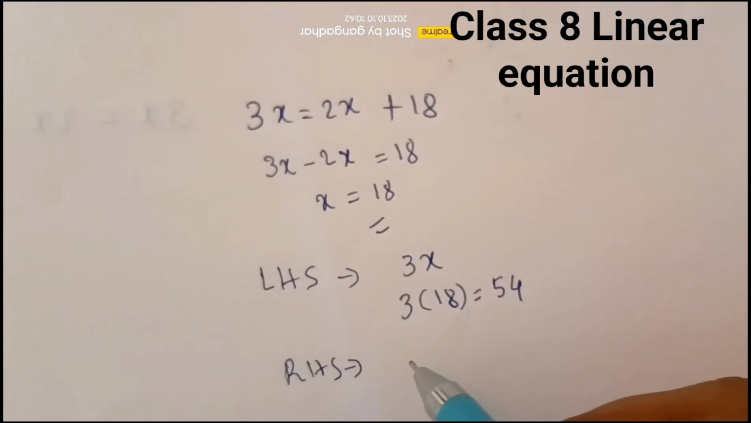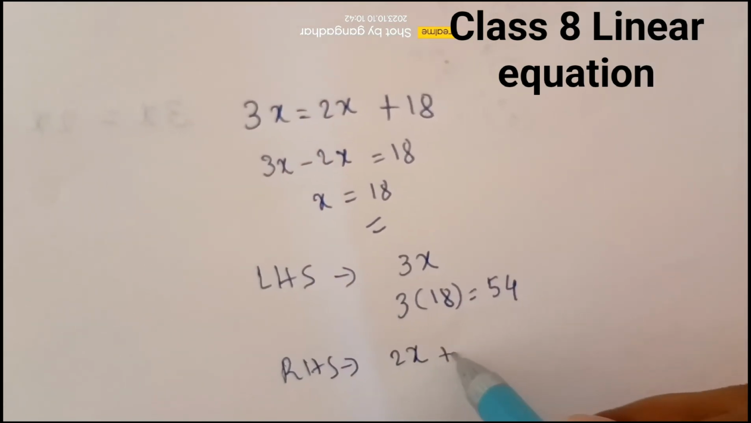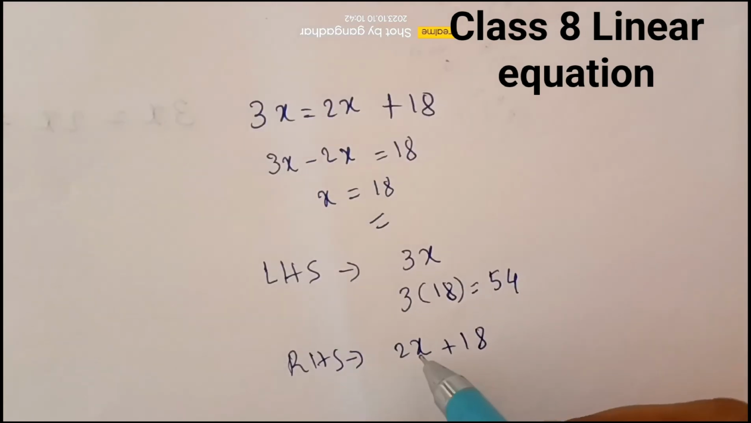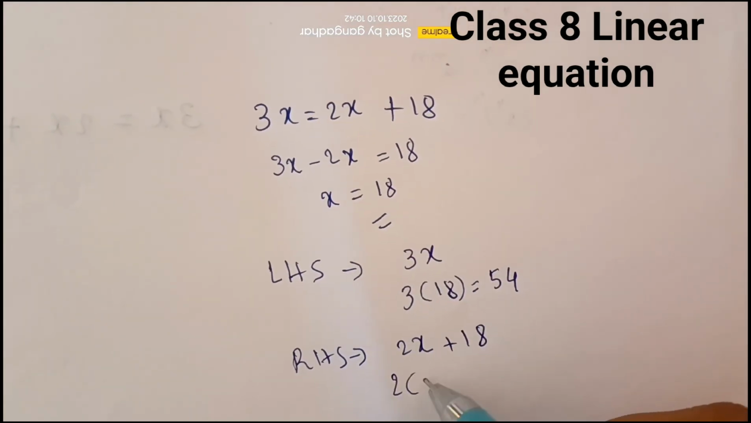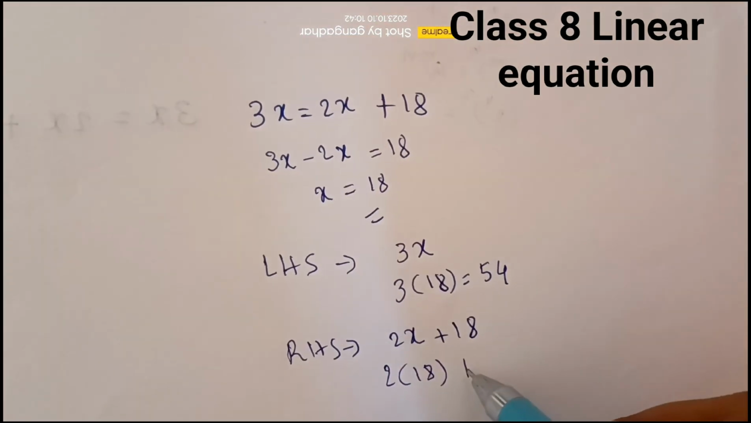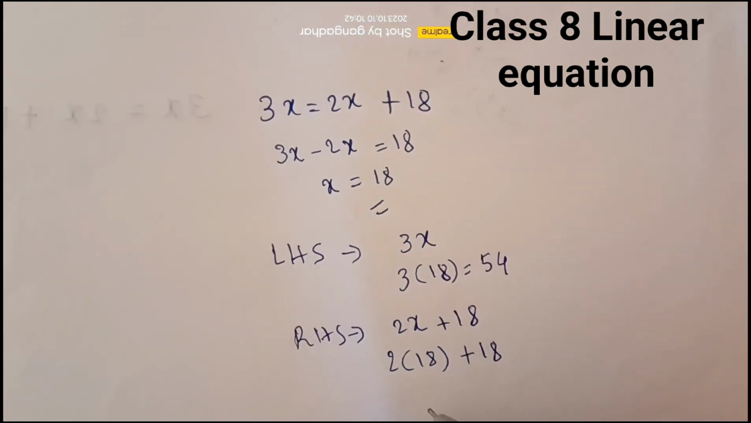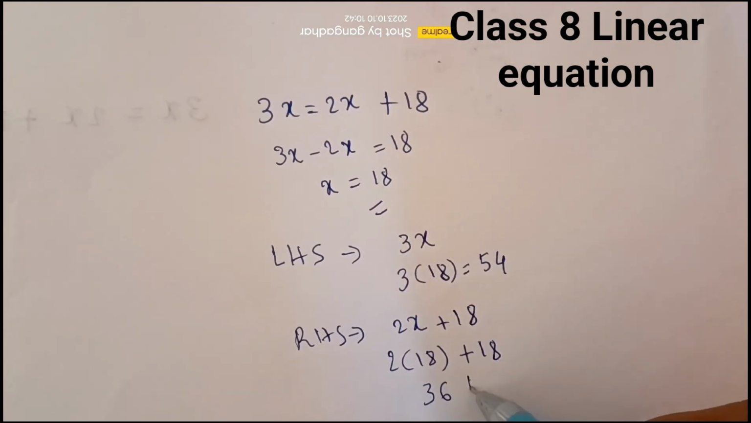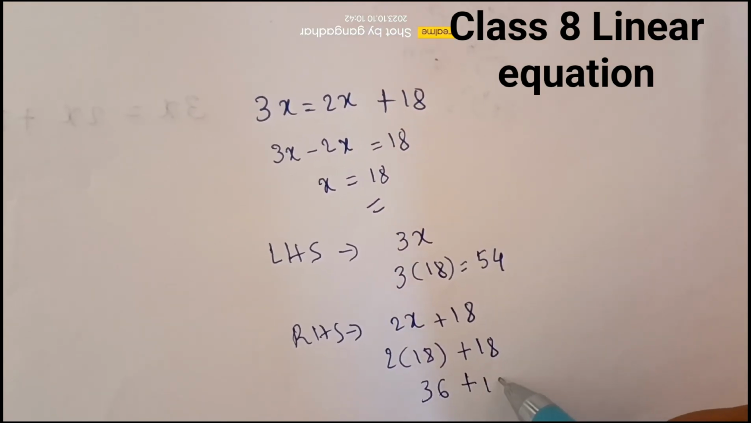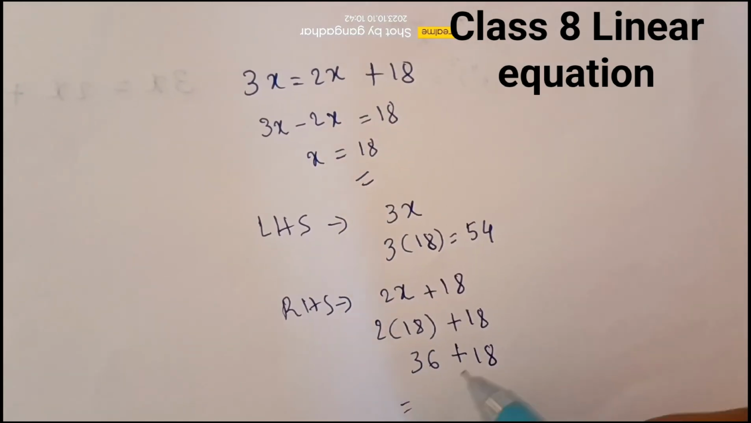In RHS, 2x plus 18. Put the value of x in this RHS equation: 2 times 18 plus 18. 2 times 18 means 36, plus 18. 36 plus 18, we get 54.